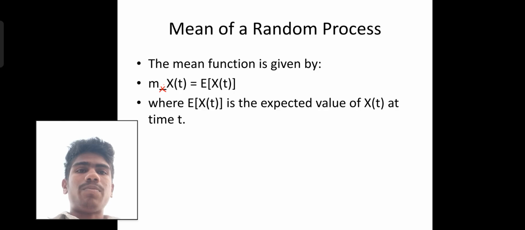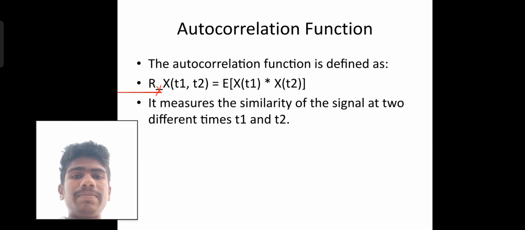Mean of a random process. The mean function is given by mX of t equal to the expected value of X of t, where the expected value of X of t is taken at time t. Autocorrelation function. The autocorrelation function is defined as RX of t1 comma t2 equal to the expected value of X of t1 times X of t2. It measures the similarity of the signals at two different times, t1 and t2.